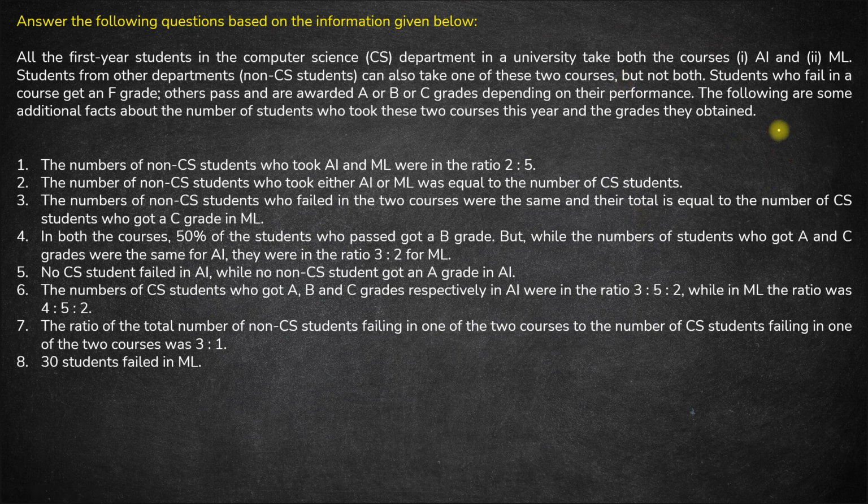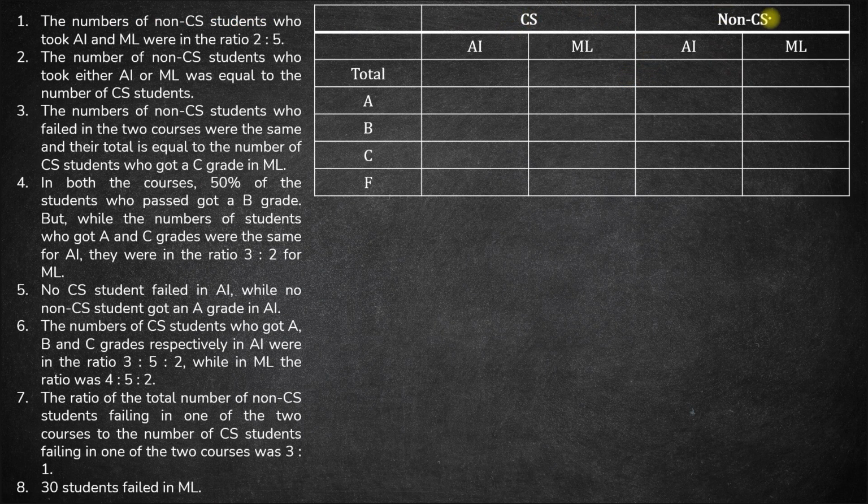Now, students who fail in a course get an F grade, fail grade. Others pass and are awarded A or B or C grades depending on their performance. The following are some additional facts about the number of students who took these two courses this year and the grades that they obtained. So, we basically have to categorize students as CS, non-CS students, and within that we have students doing AI as well as ML courses.